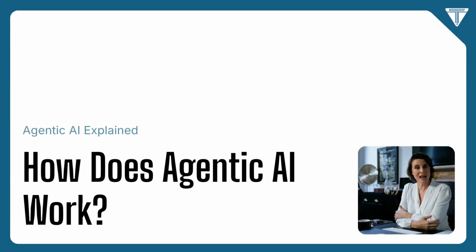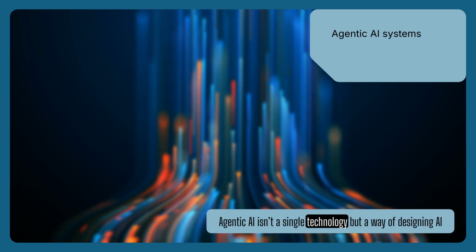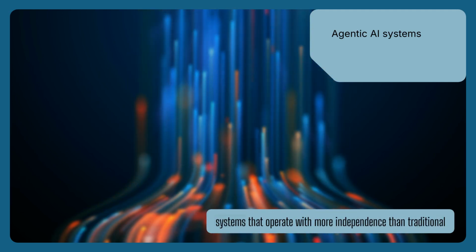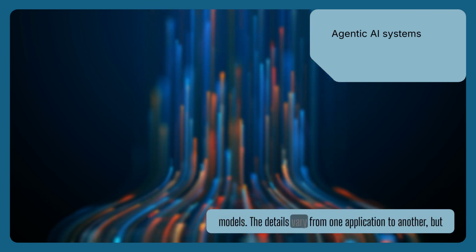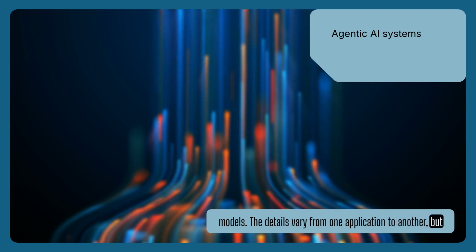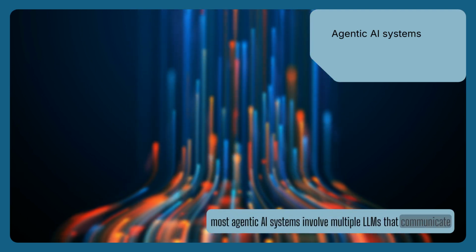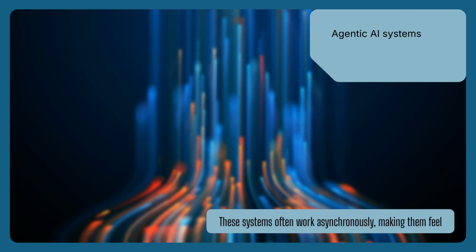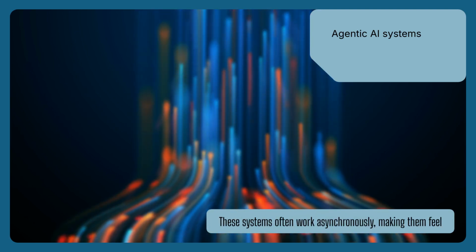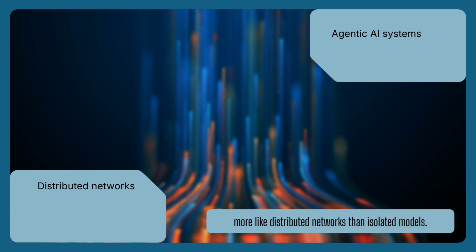How does Agentic AI work? Agentic AI isn't a single technology, but a way of designing AI systems that operate with more independence than traditional models. The details vary from one application to another, but most agentic AI systems involve multiple LLMs that communicate through prompts, use external tools, and can read and write files. These systems often work asynchronously, making them feel more like distributed networks than isolated models.